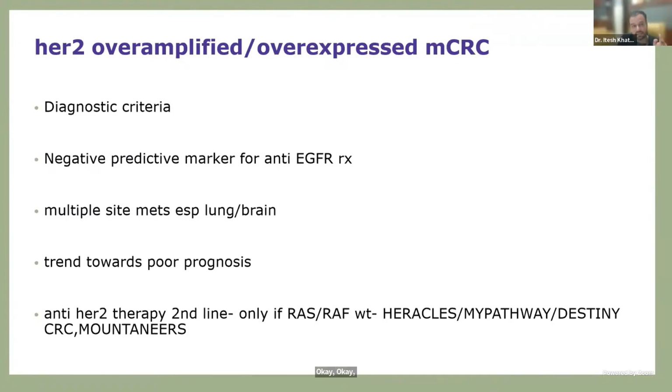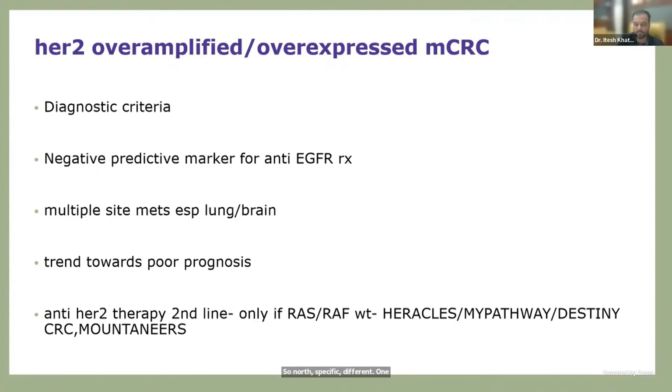Dr. Rushit, how do you test for HER2 in metastatic colorectal cancer? Any comments from your side? Yes, I also test HER2 by IHC for breast only. So not a specific different clone.